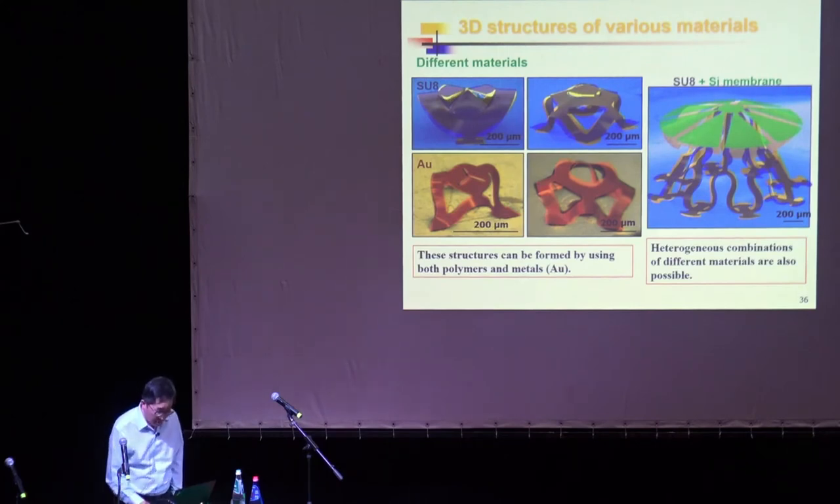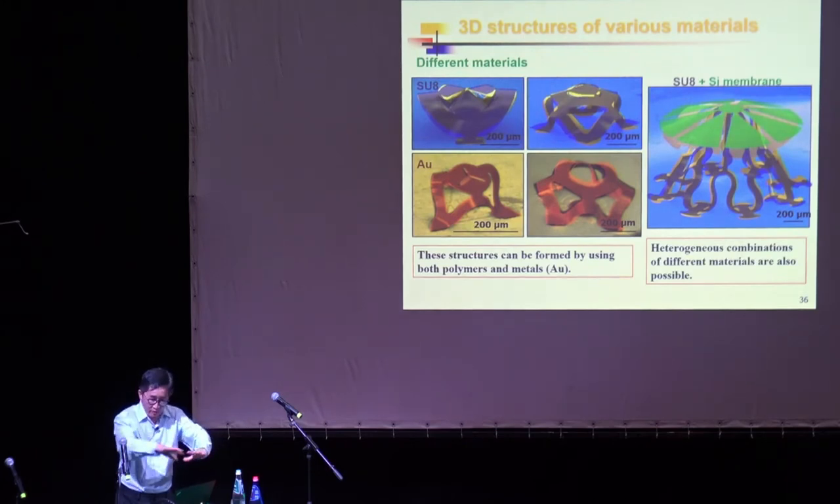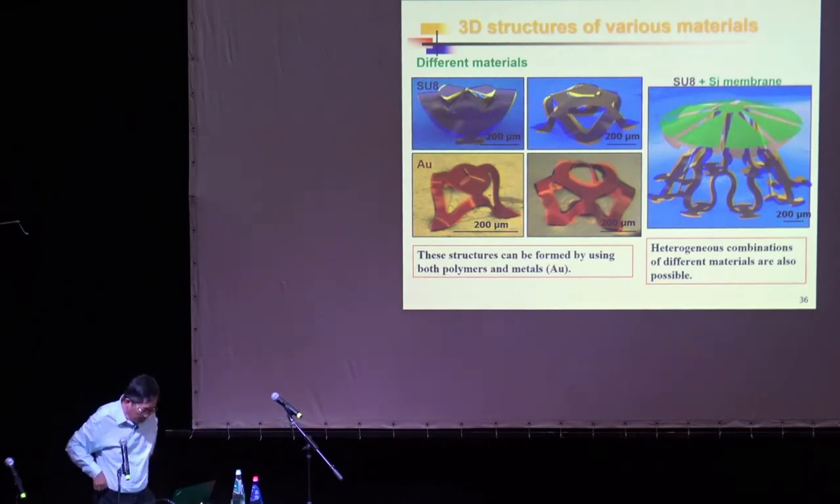You can see it can integrate different materials. It doesn't have to be one material. On a two-dimensional layout, you can have gold somewhere, silicon somewhere, SU8, and different materials. But then you can still pop them up to form 3D structures.